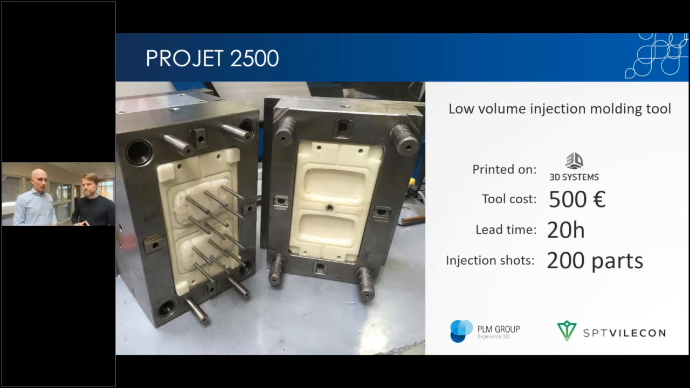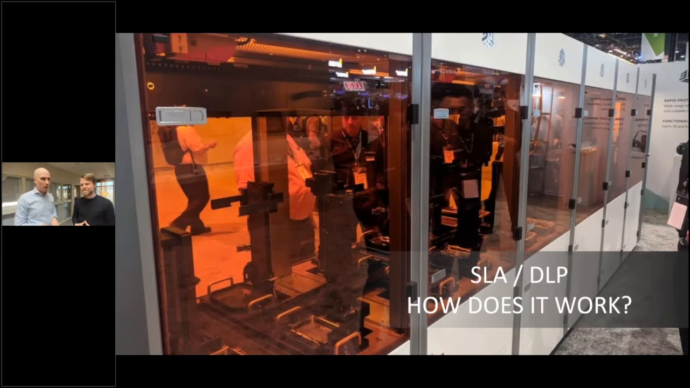Great. Okay, so that's the first liquid material. There are others. Show us. The next, and I guess the final one, is a group that's called SLA or DLP.